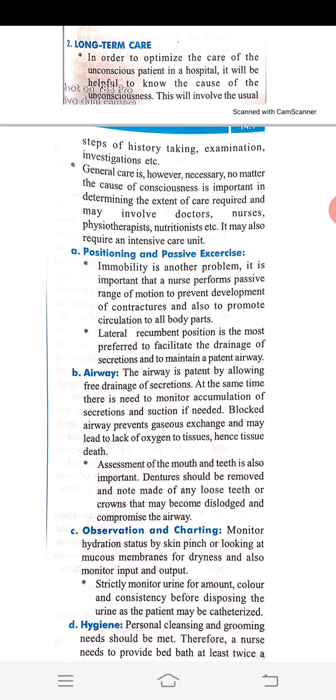In certain times there is accumulation of mucus in the respiratory tract, so we try to remove the secretions or release the secretion. If required, the secretion will be removed through the suctioning method, through the suctioning apparatus.